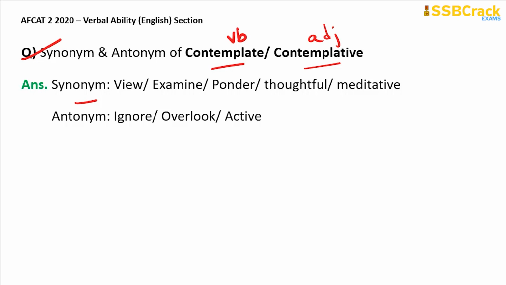So the synonym of both these words can be view, examine, ponder, that means think about, thoughtful or meditative. The antonym or the opposite of the words are ignore, overlook or active. So if someone is thoughtful or meditative, he is not doing any work. On the other hand, the antonym of being thoughtful or meditative or contemplative is being active, right?